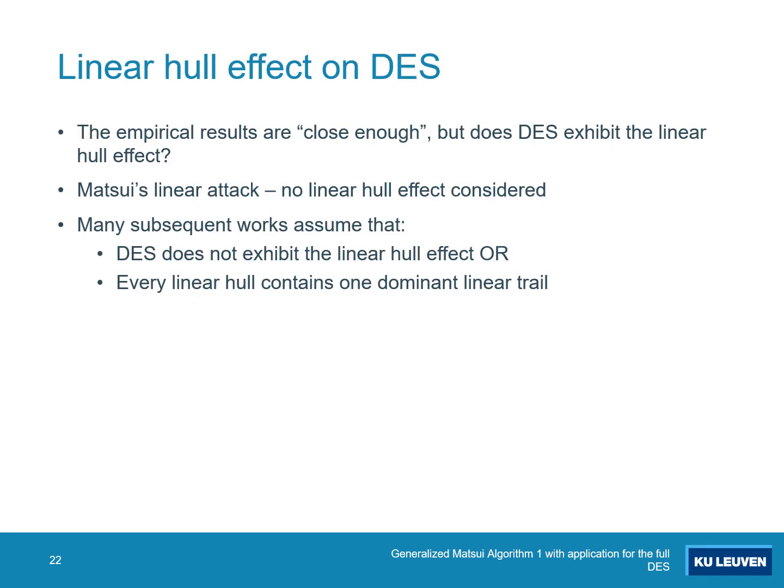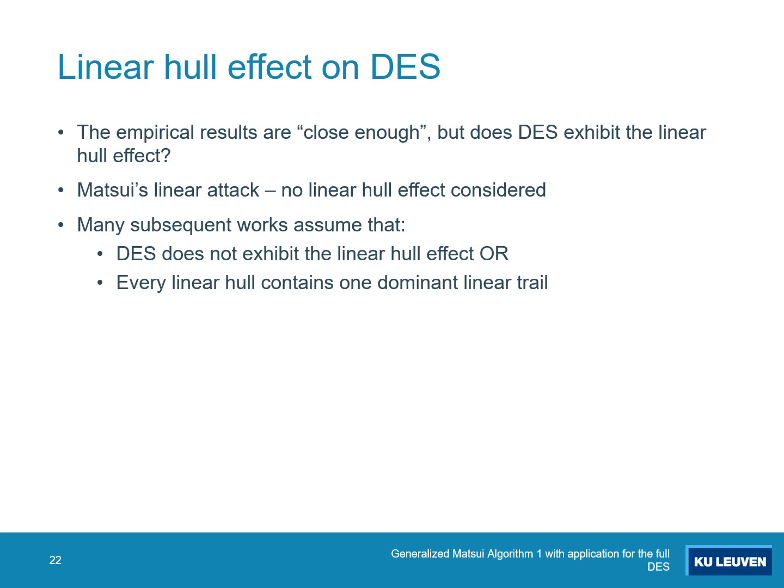In our research, we questioned the presence of the linear hull effect for the cipher. Our experiments show that the empirical results are indeed close enough to the theoretical values, but where does the difference come from? Can it be treated as noise, or does this exhibit the linear hull effect and we are experiencing it?